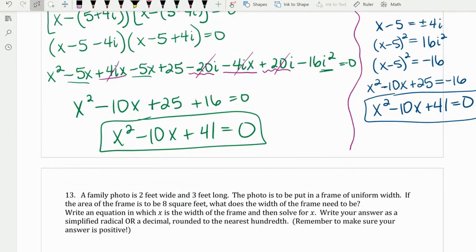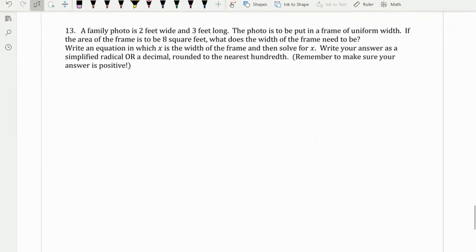All right, then our last one is the word problem. A family photo is 2 feet wide by 3 feet long. So I'm going to start by drawing that picture, right? So we've got 2 feet wide, 2 feet wide, 3 feet long. We've got our picture, right? So we'll put 2 by 3.